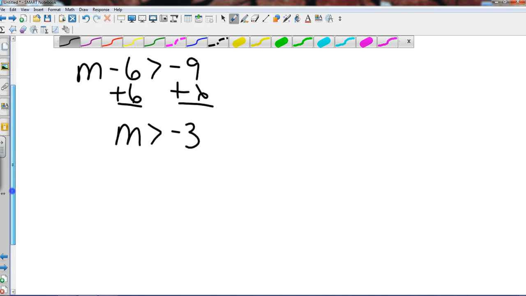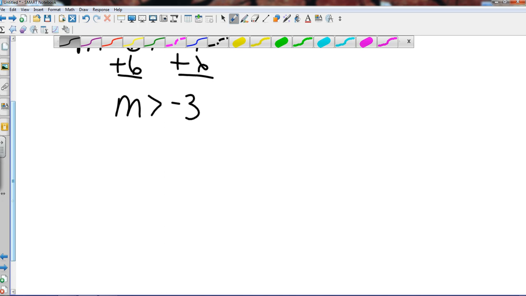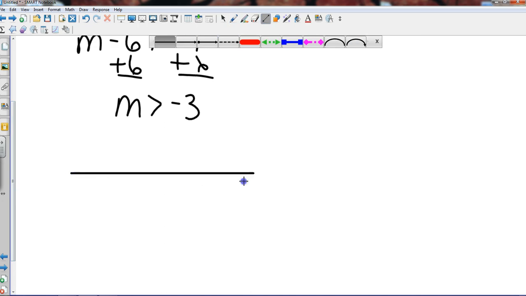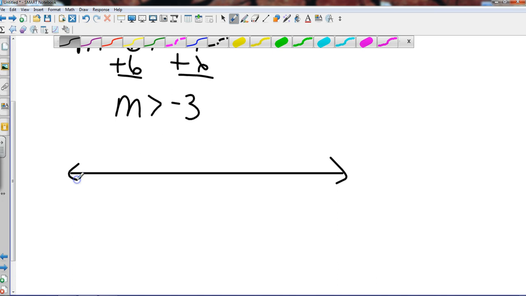Okay, now they ask us to graph this solution. Again, don't make too crazy of a number line. The number lines will be given to you on the test just like they are on the review. In this case, I'm going with 0, with 3, with negative 3. And what's that going to look like? Jack, what's it going to look like? Open circle above the negative 3, arrow to the right.